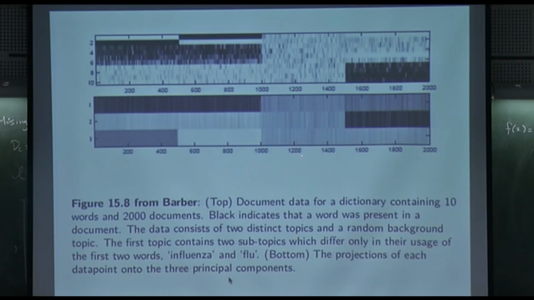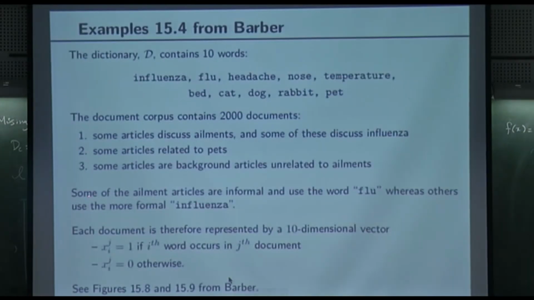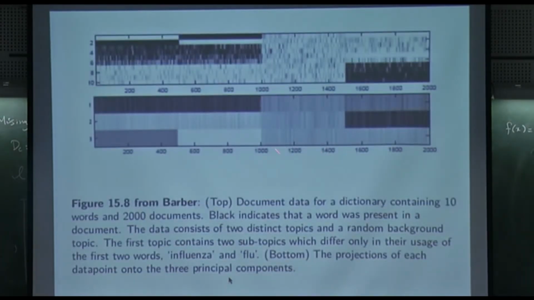They're completely useless. This is this part. Some articles are background articles unrelated to ailments. So this completely went away. This one puts most of the weight on the second topic. So here the first topic contains 2 subtopics. So these 2 might be subtopics. And this is a completely unrelated topic that has been found out.